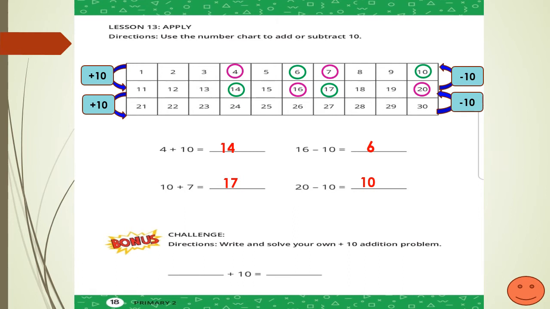Okay? The next problem, 16 minus 10. If I want to solve the problem without the number chart, I don't have the number chart now. So write 6 as it is and subtract 1 from tens place. So 1 minus 1 equals 0. So 16 minus 10 equals 6.